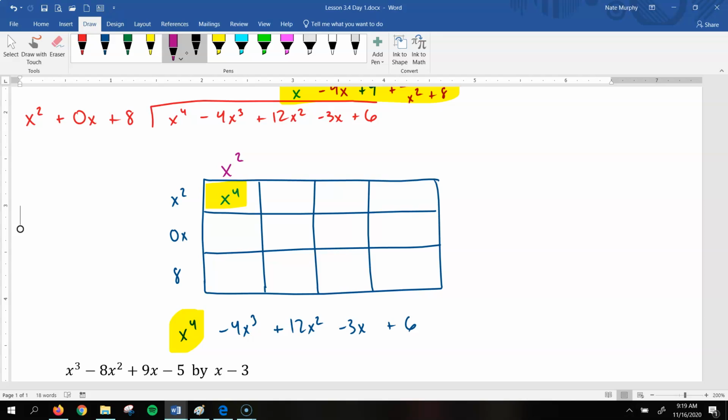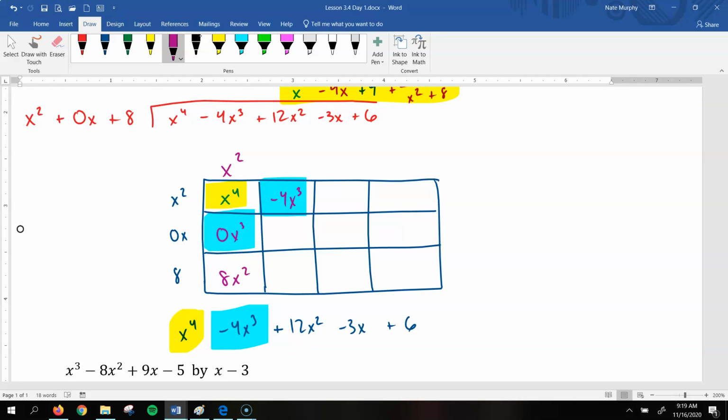So x squared times x squared, again, is x to the fourth. This would be 0x cubed, and this would be 8x squared. Okay, next I'm going to try to figure out what would I add to get negative 4x cubed? Well, since that's a 0x cubed, this has got to be a negative 4x cubed. So negative 4x cubed plus 0x cubed, sure enough, is negative 4x cubed.